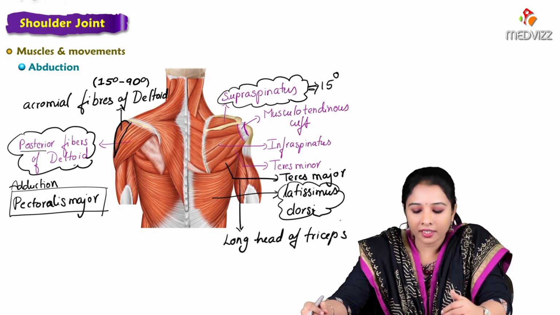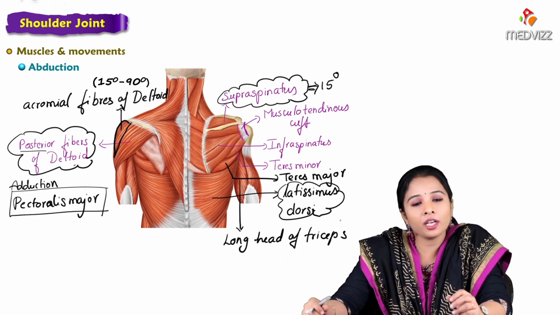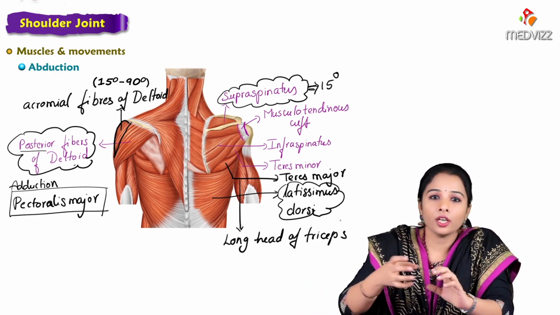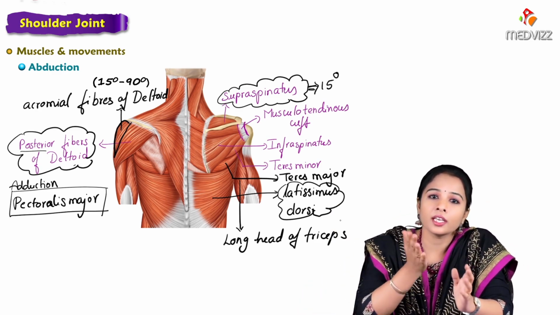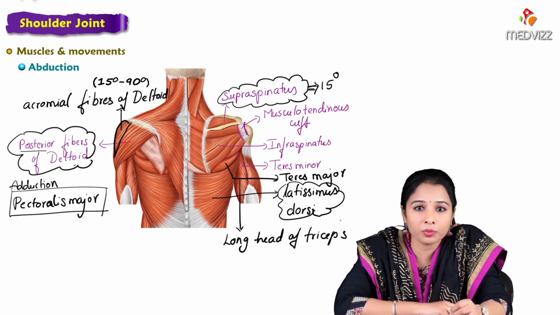That is 15 to 90 degrees. Beyond 90 degrees, that is overhead abduction. And what happens in overhead abduction? Along with the head of the humerus, even the scapula also rotates upwards. That is called the scapulohumeral rhythm.